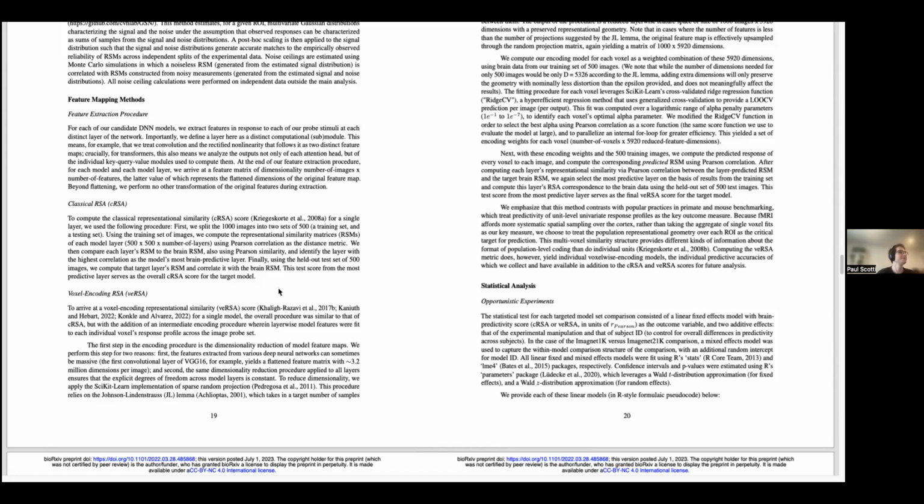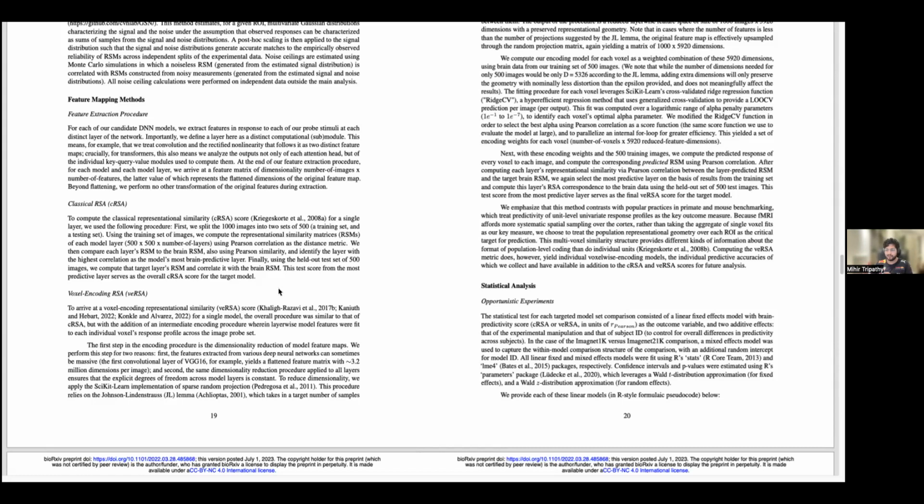These two metrics are constantly being used to measure how good of a brain mapping we have. But even in the paper the authors mentioned they don't actually know which one is better than the other.